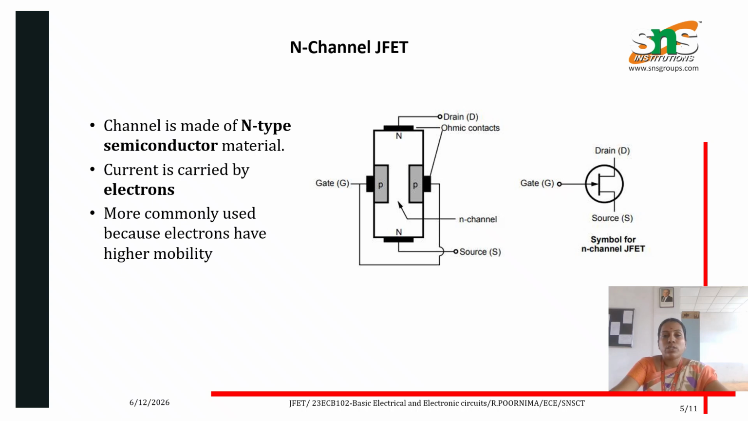In the N-channel JFET, N-type semiconductor material is used as the channel and current is carried by the electrons. This type is most commonly used because electrons have higher mobility. Here the gate is connected to the P-type semiconductor material, and drain and source are connected to the N-type channel through ohmic contacts.